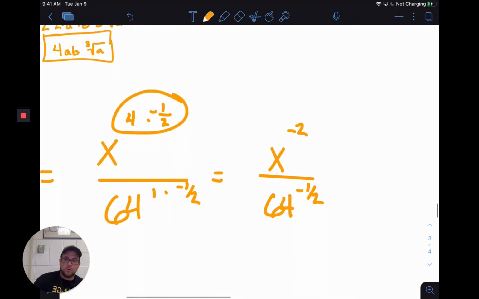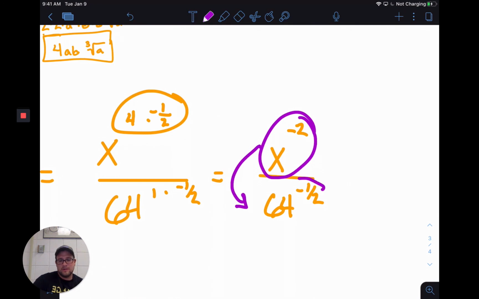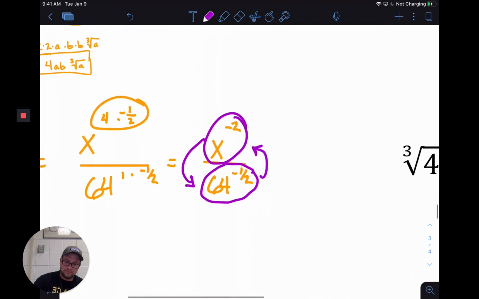Now, since these both have negative exponents, we should never leave an answer with a negative exponent. We're going to move this guy to the bottom to make that exponent positive. And since this is negative, we're going to move this guy to the top. So I will get 64 to the 1/2 over x to the 2nd.